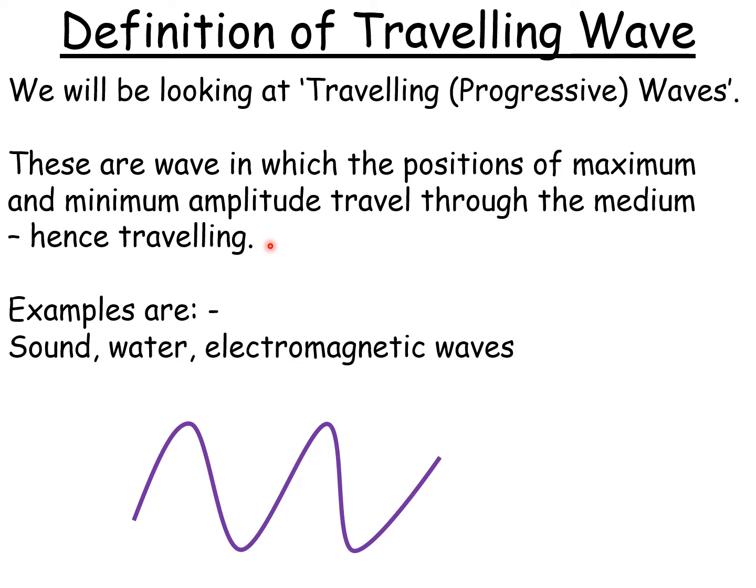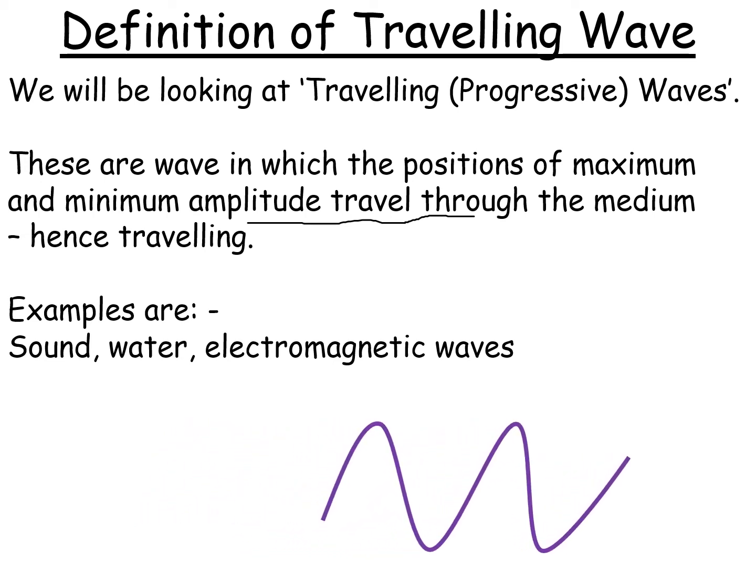Now, progressive in this sense means it moves from one thing to another. And remember, I said to you that with Advanced Higher, definitions are really important because we want you to use the correct technical language. So what I really want you to do is try and remember this definition: it's a wave in which the positions of maximum and minimum amplitude travel through the medium, because that's the type of language we're expecting you to use. And as I said before, examples of these waves are sound, water, and electromagnetic waves. And I have a wee animation to show you a moving wave or a travelling wave.